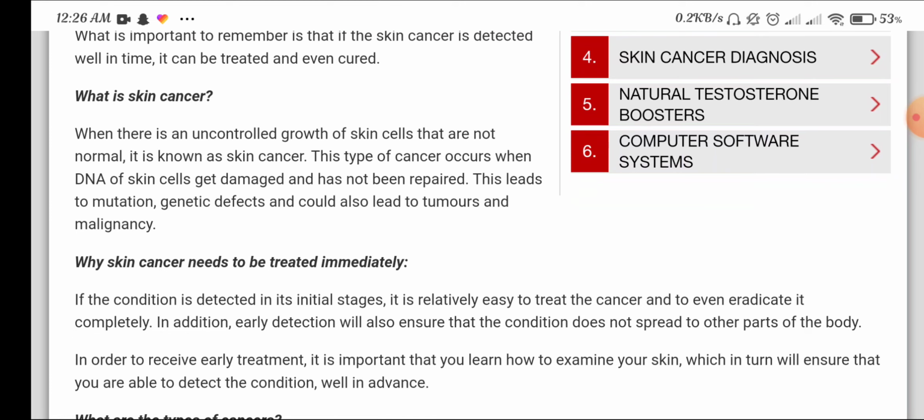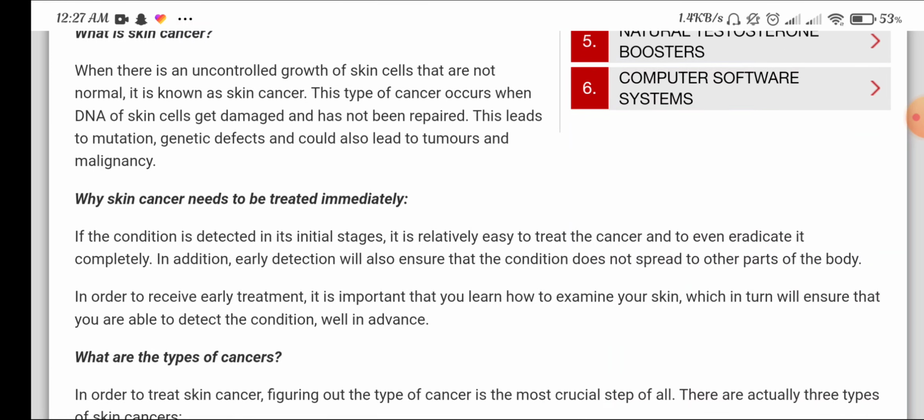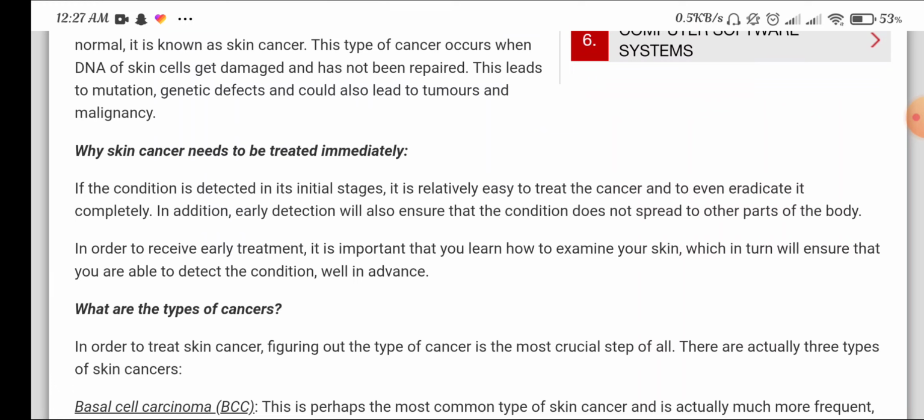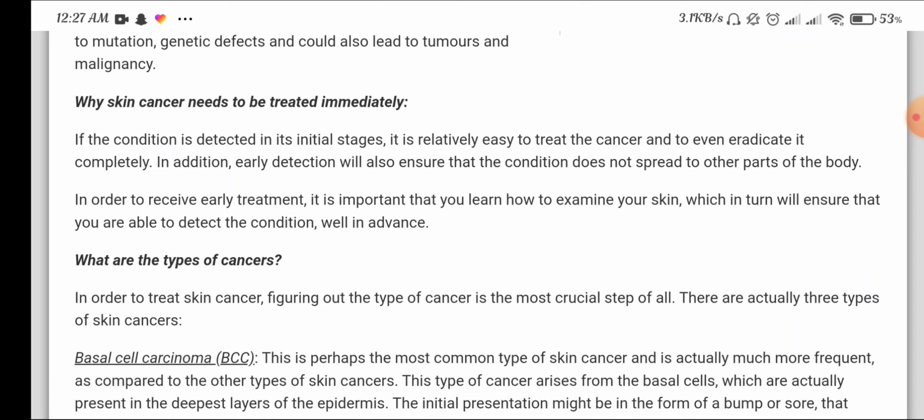What is skin cancer? When there is an uncontrolled growth of skin cells that are not normal, it is known as skin cancer. This type of cancer occurs when the DNA of skin cells gets damaged and is not repaired. This leads to mutation, genetic defects, and could also lead to tumor and malignancy. Skin cancer needs to be treated immediately.